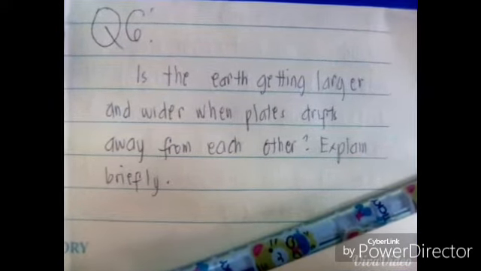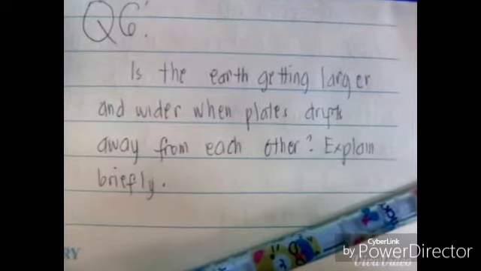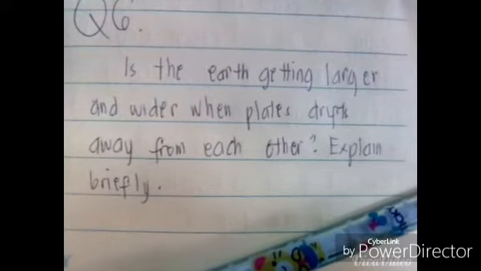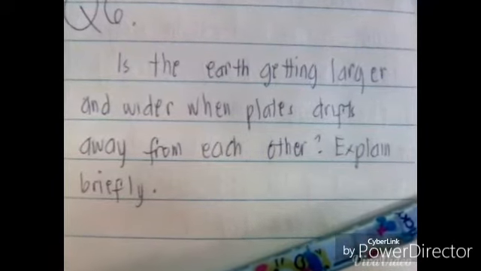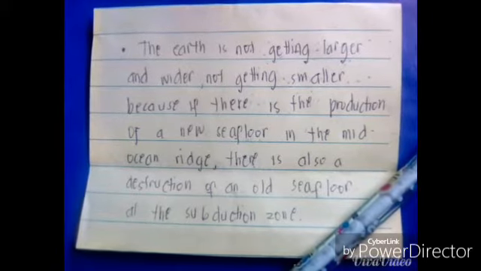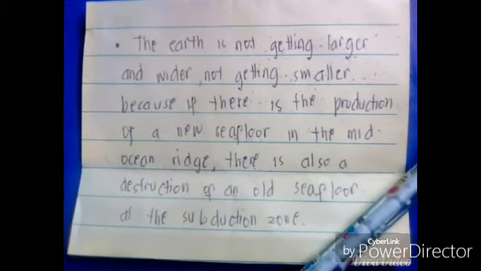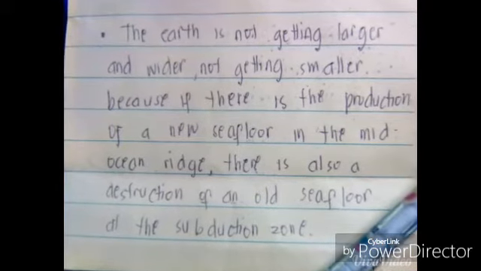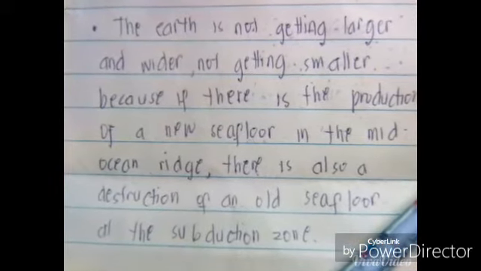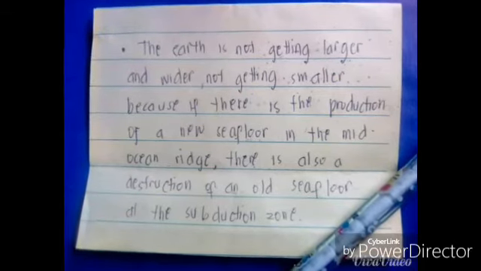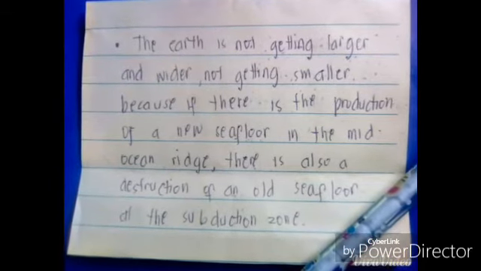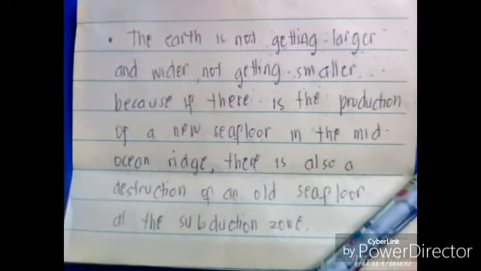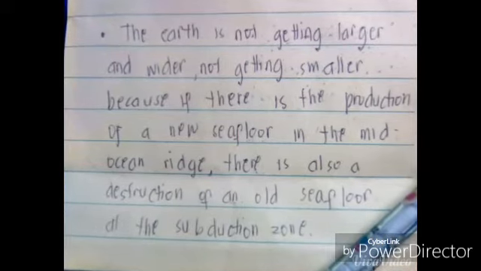Last question. Is the Earth getting larger and wider when plates drift away from each other? Then explain. The Earth is not getting larger and wider, nor getting smaller, because if there is the production of a new seafloor at the mid-ocean ridge, there is also a destruction of an old seafloor at the subduction zone.